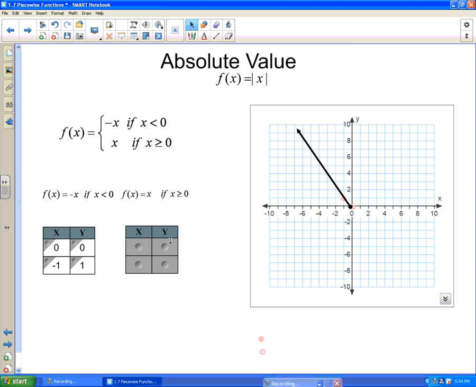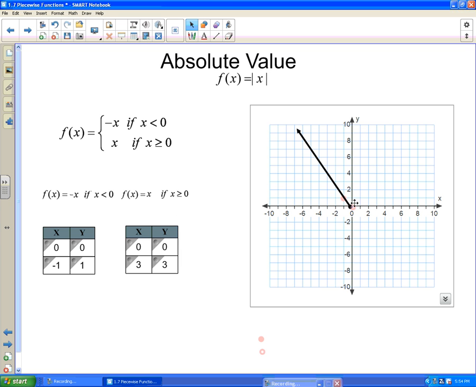Now I'll look at the second function. It starts where x is greater than or equal to 0, so I start with 0. I plug a 0 in here, I get 0 to come out. And then I pick another x greater than 0, so I could pick 3. If I plug a 3 in, 3 is going to come out. So I pay attention to the inequality. It's the greater than or equal to, so I have a closed dot.